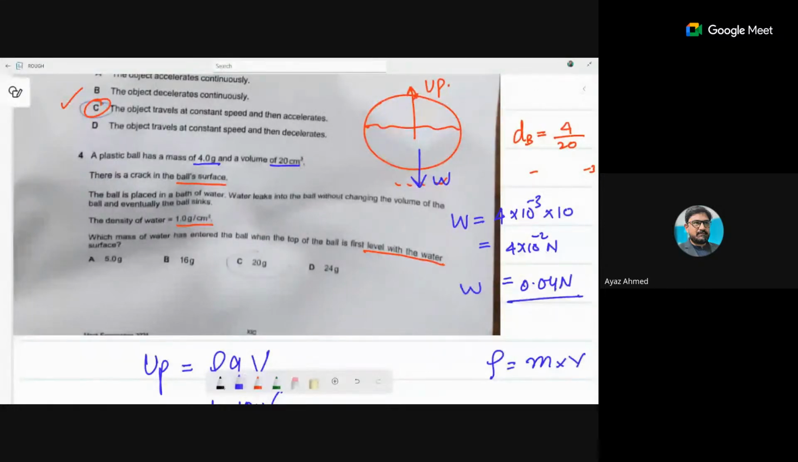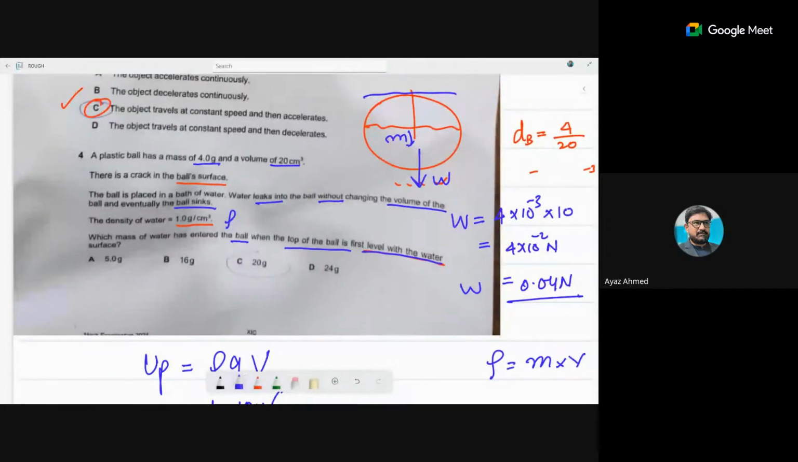Now, the ball is placed in the bath of water, and water leaks into the ball without changing the volume of the ball, and eventually the ball sinks. Okay, the ball will sink, and the density of the water is this much. Which mass of the water has entered in the ball when the top of the ball is first leveled with the water surface? Total ball is sunk in the water this way. So how much mass has entered in the water? This is to be calculated.